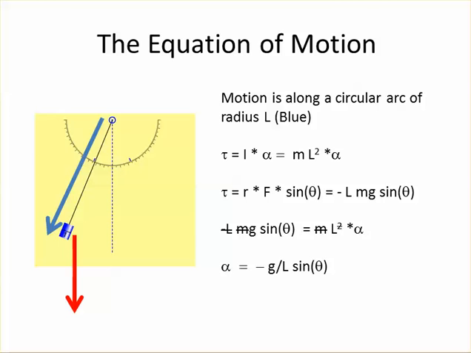Let's go ahead and set these equal to each other and eliminate some common factors on either side. And we're left with alpha, or the angular acceleration, is equal to minus g over the length of the string times sine theta. This is the equation of motion for our pendulum.